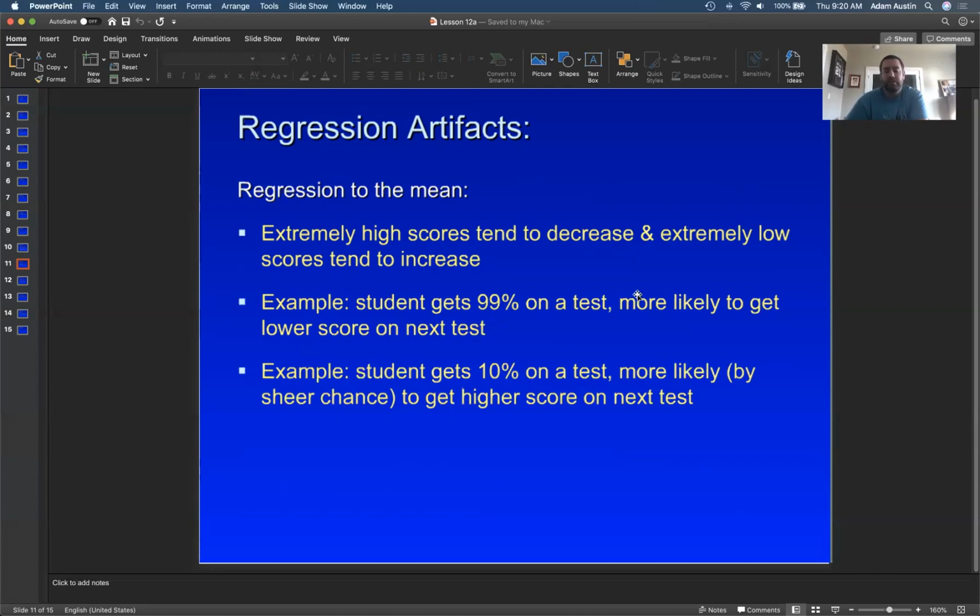Just reiterating that, a student who gets 99% on a test is more likely to get a lower score on the next test. A student who gets 10% is more likely to get a higher score on the next test. This is just because if you are scoring perfect on everything, it's very hard to maintain that, so you're likely to mess up and drop down a little bit. And if you are doing incredibly poorly on everything, odds are something's going to shift in your environment and you're going to do a little bit better the next time around.